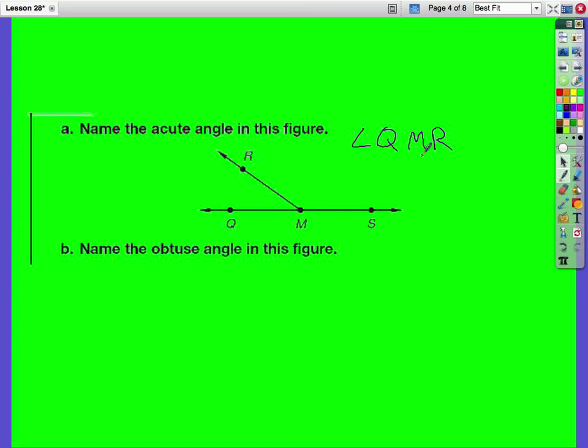Letter B says name the obtuse angle, so we're going to do the big one. Okay? I'm going to label it angle RMS. RMS. My vertex is in the middle. Now, another way to write each of these is switch the two outside ones around. Okay? It's the same thing. My vertex is in the middle. I'm still using those other 2 points.